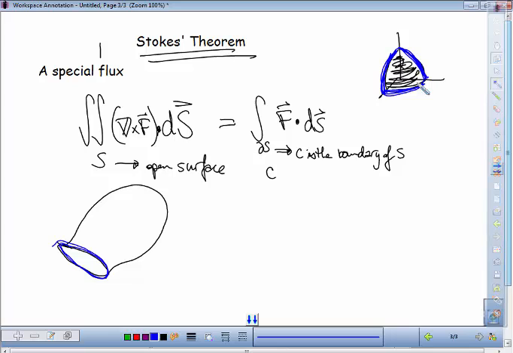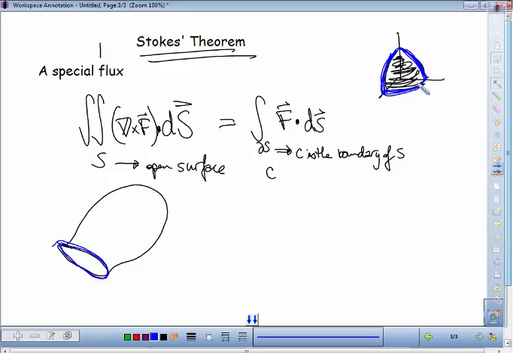So what did we get wrong in the last problem? The orientation. So a flux has an orientation for the surface, and the line integral has an orientation for the curve. So the orientation is going to be important. Now, how can we relate the orientation for the surface with the orientation for the curve?